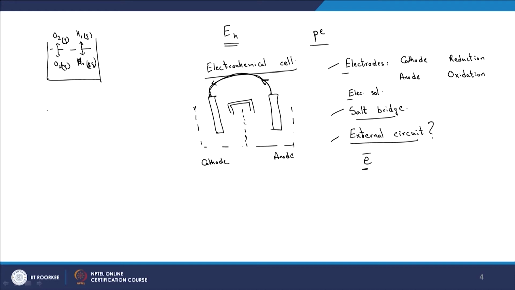So, again, now that we have the relevant half reactions, if we look at the relevant overall reaction, I think we know that O2 plus 2H2 can lead to the formation of H2O. So, this is one reaction that can occur. Let us look at what conditions are required for that to occur.